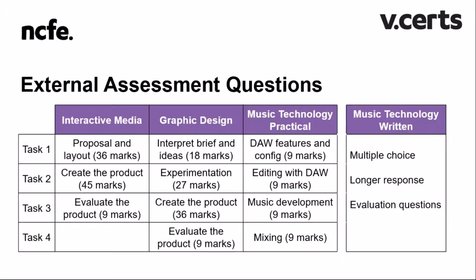And there is also the written paper for music technology, and there are three main categories of questions. Multiple choice questions, or sometimes there might be drawing lines to match up type questions. We have shorter response ones of, for example, 4 marks, such as describe and explain. And there are the longer response questions of 6 marks or more, and they're usually evaluation type questions.